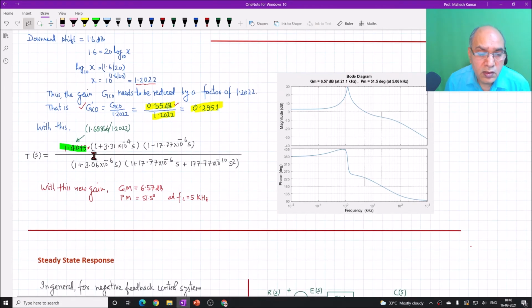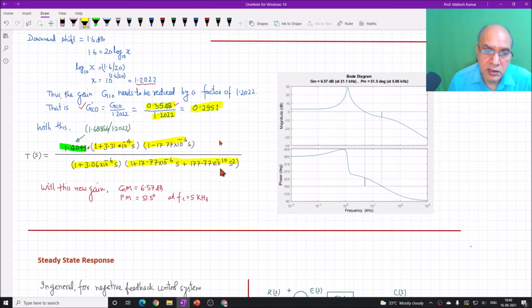1.4055 into all these factors are the same. So the remaining terms are the same as the previous one, this and this, then denominator terms 1, 2 and 3, all these terms. Again we find out the margin for the new system in a similar way.